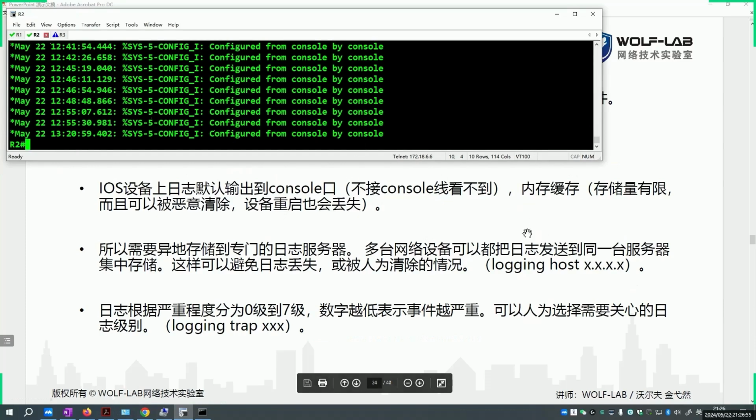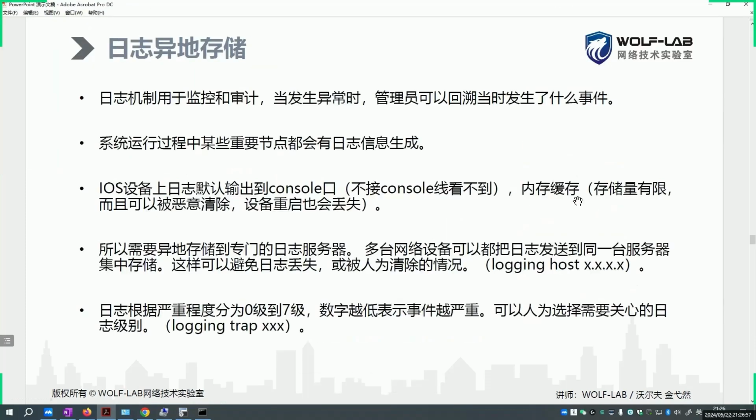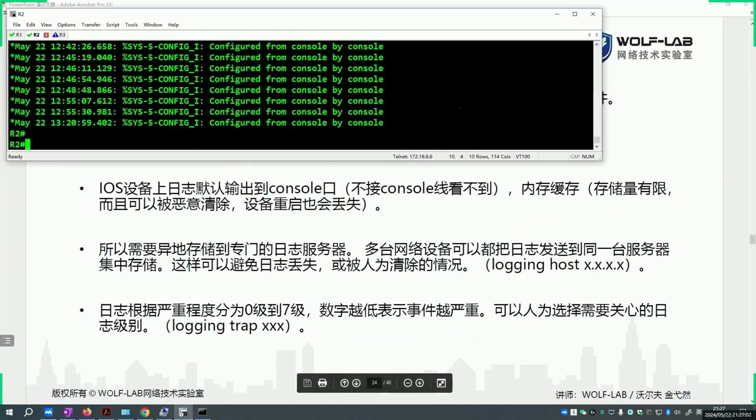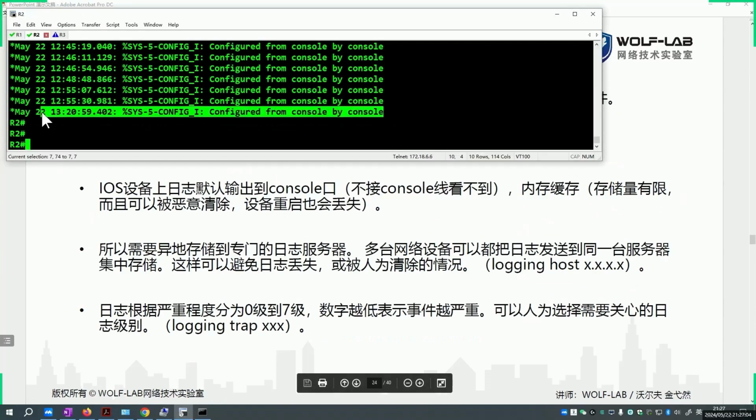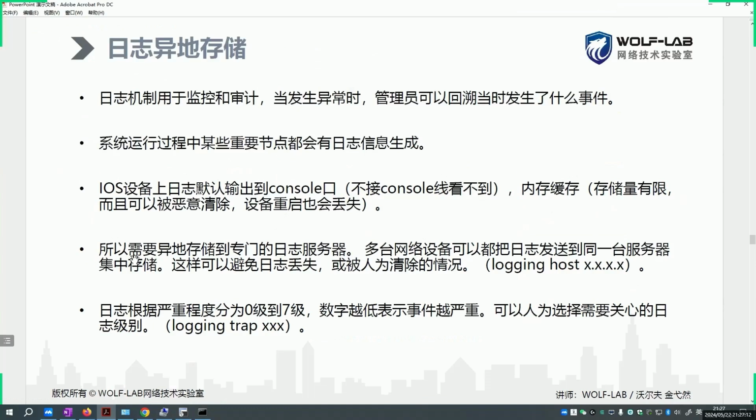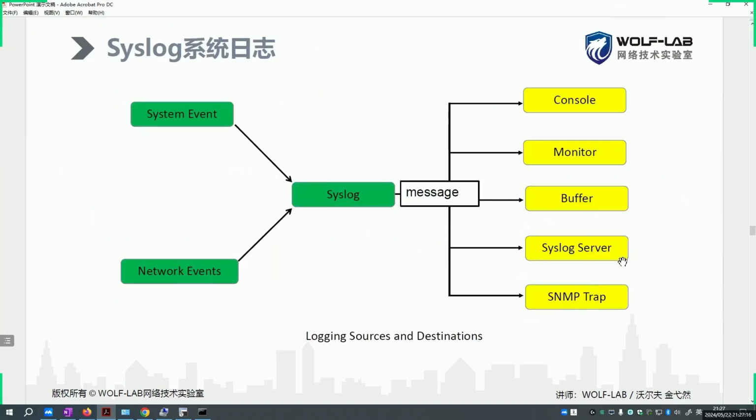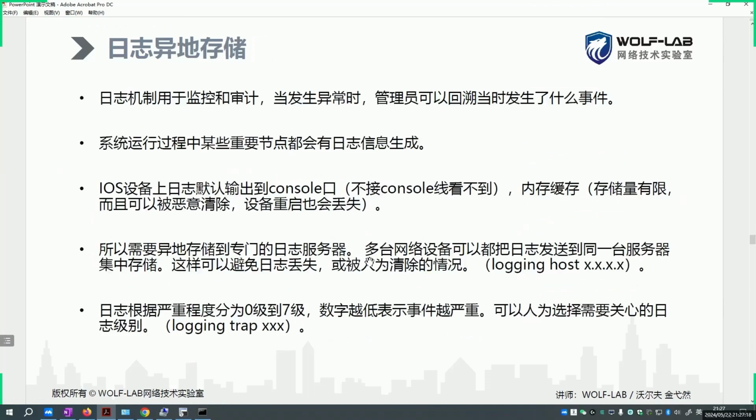Here, by default, they output to the console. If you don't connect a console cable, or if you do but don't open the interface, you won't be able to see it. If you log to the buffer, the memory cache has limited storage capacity. It can be overwritten, right? You understand this, right? And it's gone upon a restart. So this means it's not reliable.